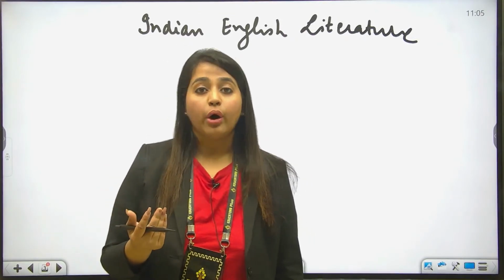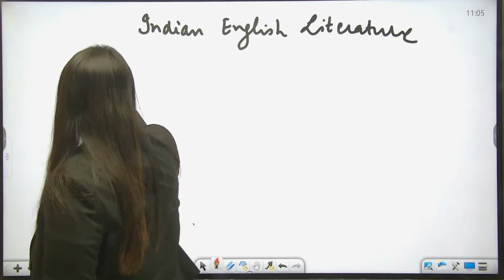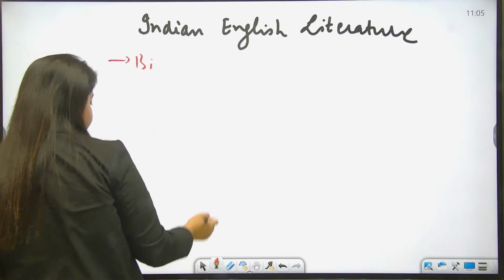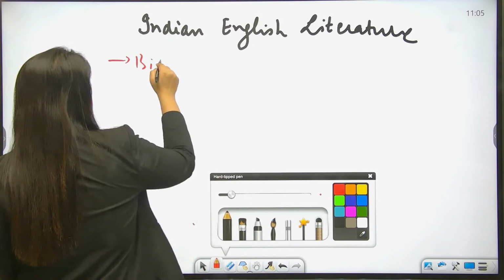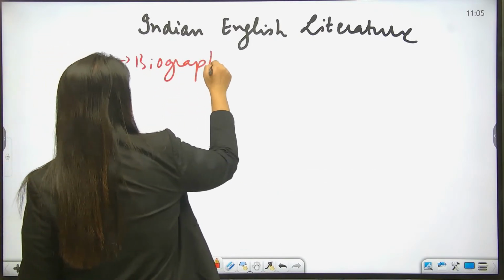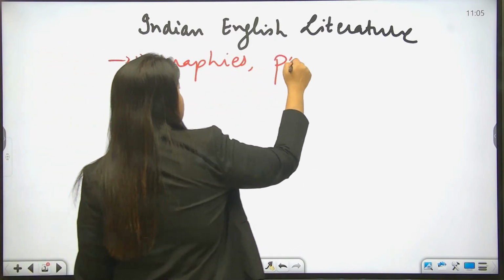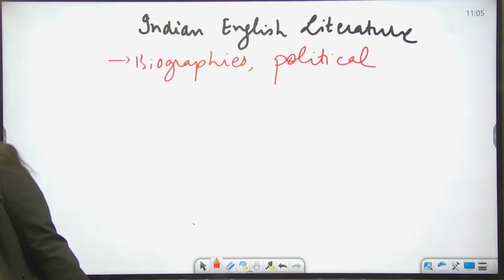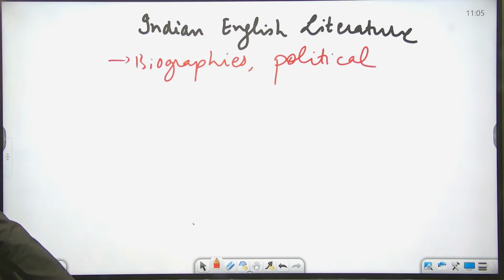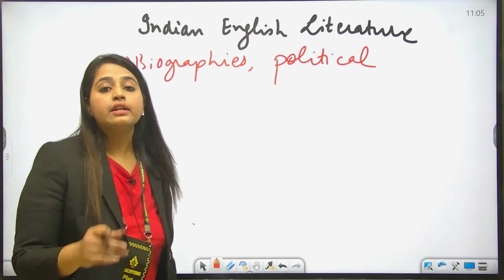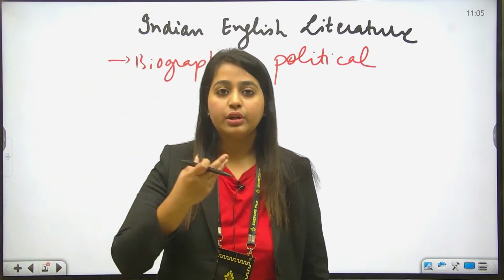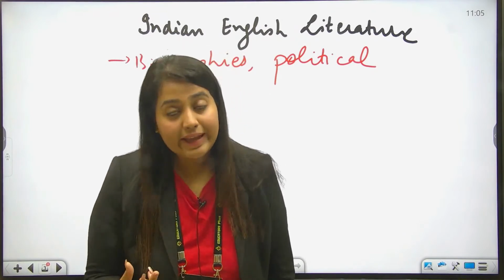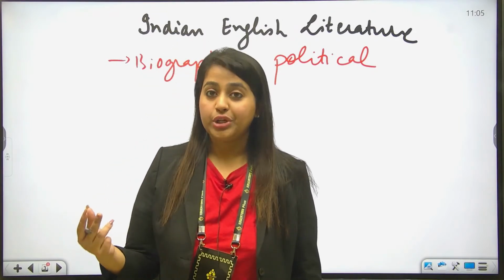And what are these non-fictional works? They used to be either biographies, okay, or you can say the political writings. ठीक है, ये कौन कौन सी नॉन फिक्शनल चीजें होती थी? It was either biographies, और you can say that there were political papers or political essays that have been written at that point of time.